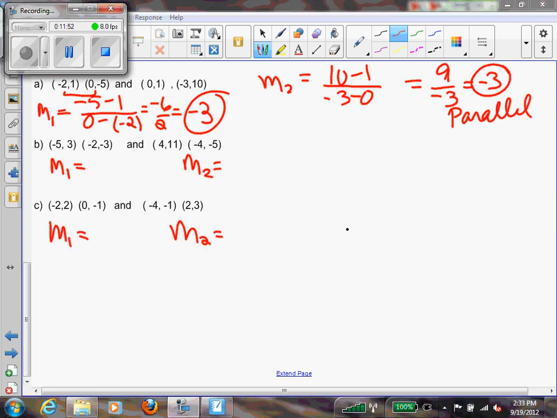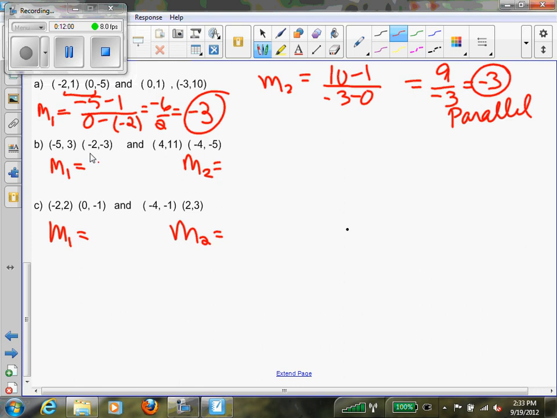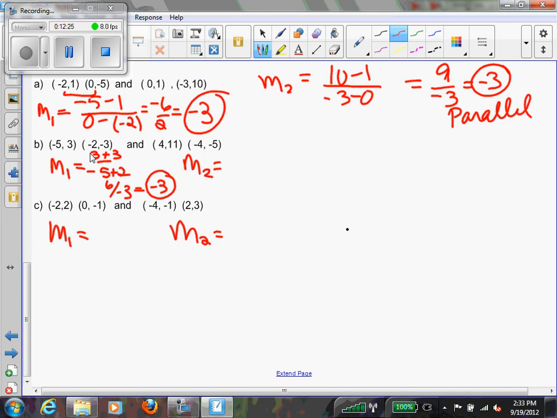So what did we get for the first slope? Okay, what was M1? What was your slope here? -3. This was -3? For B, on the first one? It's y's over x's, right? So it's going to be, if I did 3 plus 3 over -5 plus 2, that's going to give me 6 over -3, which is -3. For the next one. Okay, -2. Just seeing if you're all awake.